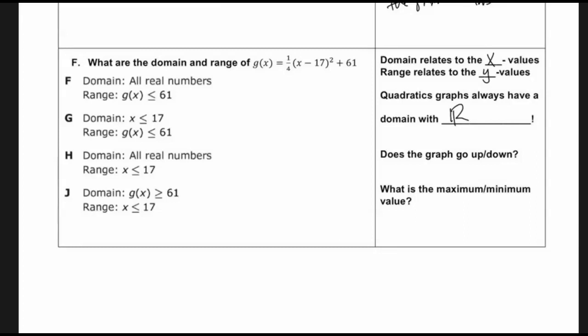So does this graph go up or down is something important to ask yourself. If you look at your A value, it's positive, so we know that our quadratic equation is positive, so it faces upwards, which means my graph faces up. Which means if it faces up, that means your y values are greater. So it should be using the symbol greater than or equal to.